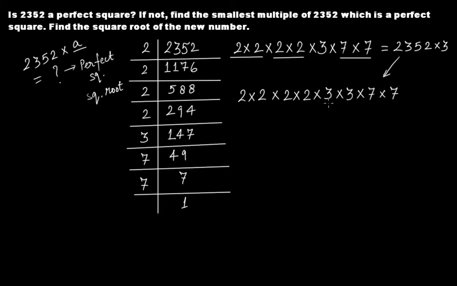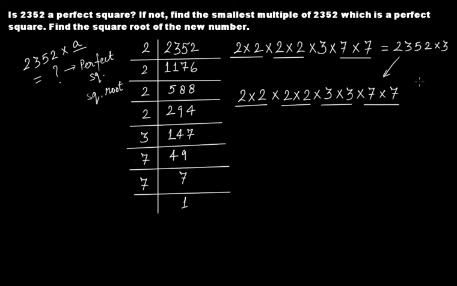We are now creating a pair of 3. This 2 was already here in the beginning. Now we have created this 3 by multiplying this number by 3, and we already had 7 multiplied by 7. Now tell me, is this not representing a perfect square number? Clearly yes, it is. What's that number?